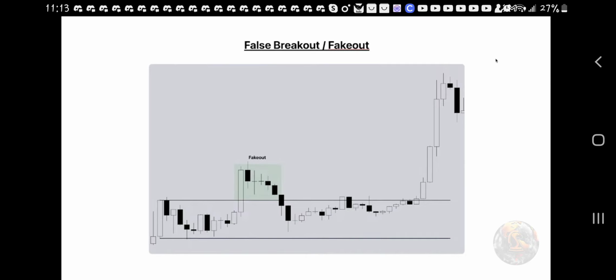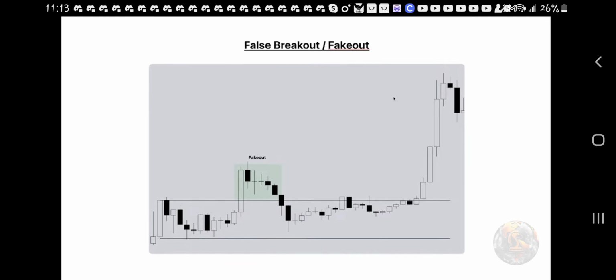Very simple. You can see the image on the screen where there is one shown. Price is in a tight range, it attempts to break out above the range, fails to do so, falls back inside the range, and continues to go sideways in consolidation before eventually a real move comes. So that's a fake out. You know what a fake out is now.